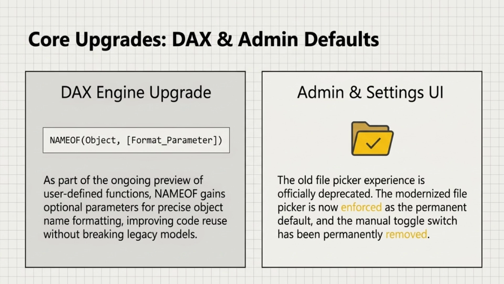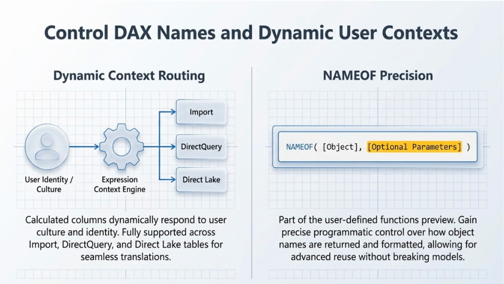And just a quick one here for all the DAX pros, the NAMEOF function got a nice little enhancement. It now has optional parameters, which gives you way more precise control over how object names are returned. Super handy for reusing code and making your display labels more dynamic.